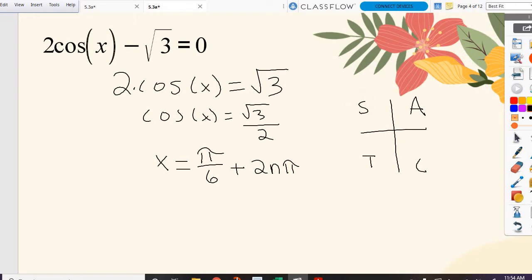But is there another place on my coordinate plane that cosine is also positive? Let's see. Quadrant 4. Yes, so my fourth quadrant. So we need to find the angle in my fourth quadrant that has a reference angle of pi over 6. 11 pi over 6.